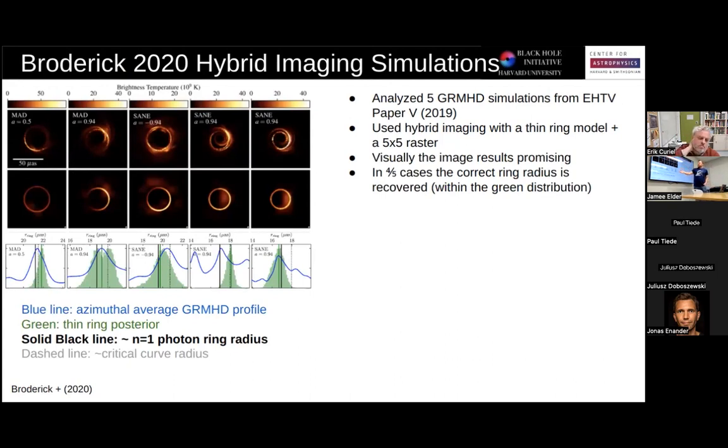When we did this, you can see the blue line here is the true GRMHD profile. The solid black line, which I think is probably one of the more important lines in here, is the estimated n equals 1 photon ring radius from these images. And then the green is the posterior of the ring parameters. And what you can see is that, I would say in 4 out of 5 cases, this one's a little dodgy, you actually do see that the posterior lines up pretty well with where the photon ring radius is. And so that's pretty encouraging.